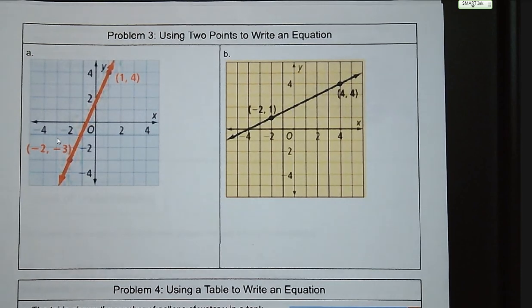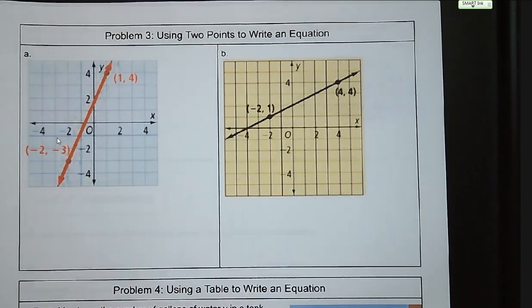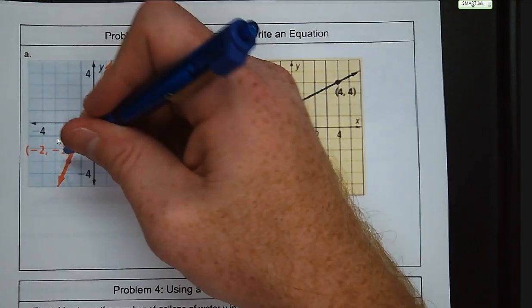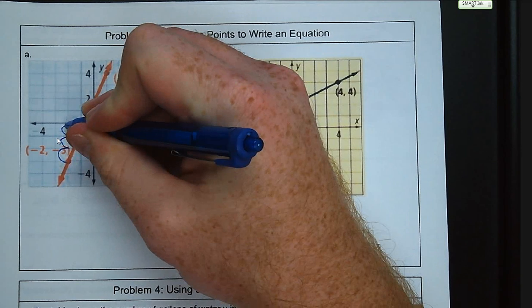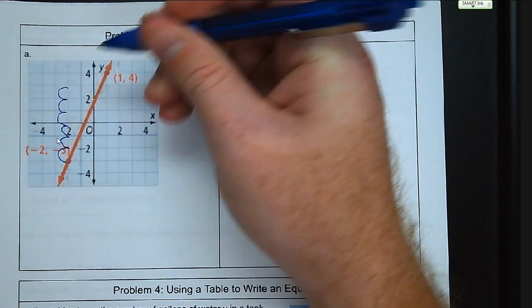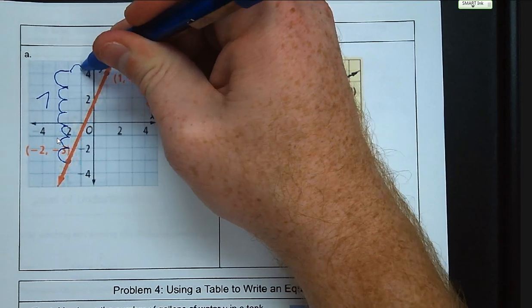So for this one, we need to figure out what our slope is first, and I gave you a graph, so we can just do our hop method, our counting hops. So we're going to go up 1, 2, 3, 4, 5, 6, 7. And we're going to the right, 1, 2, 3.